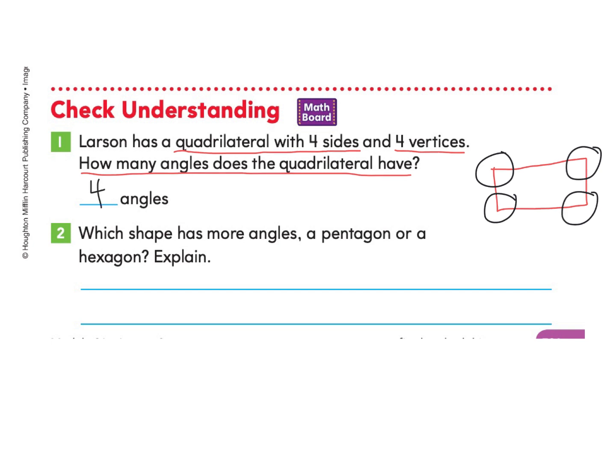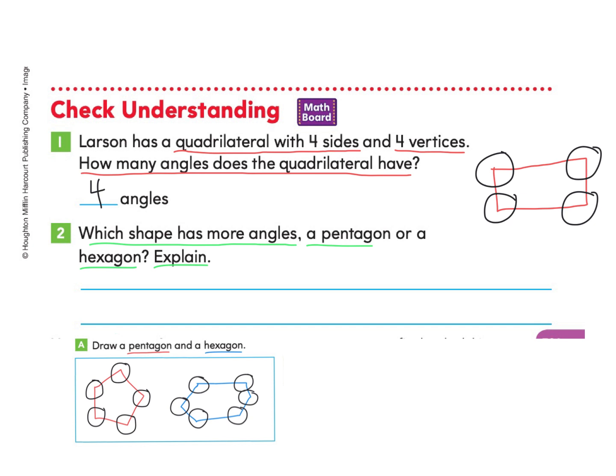Now let's take a look at the second part. Which shape has more angles, a pentagon or a hexagon? Explain. To help solve this problem, I have brought over the pentagon and hexagon drawing that we did in the last part that's on your page. If you'd like to pause and try this part on your own, you may do so, and then come back to check your answer. We can answer that a hexagon has more angles because a hexagon has 6 angles and a pentagon has 5 angles.